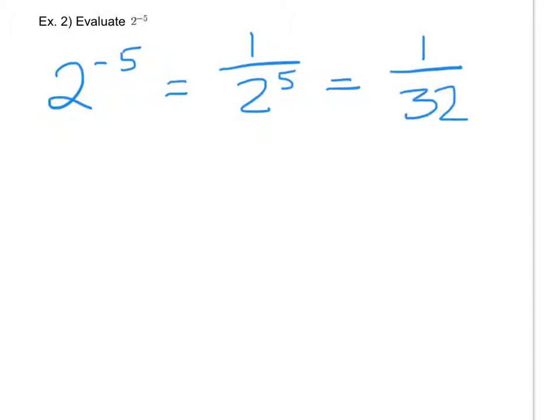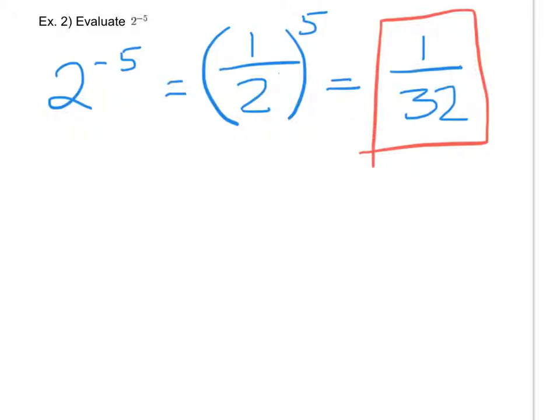Or you could also think of it like this. Instead of, okay, it's 1 over 2 to the 5. Okay, so 1 over 32 is your answer. Better to think of it like that.